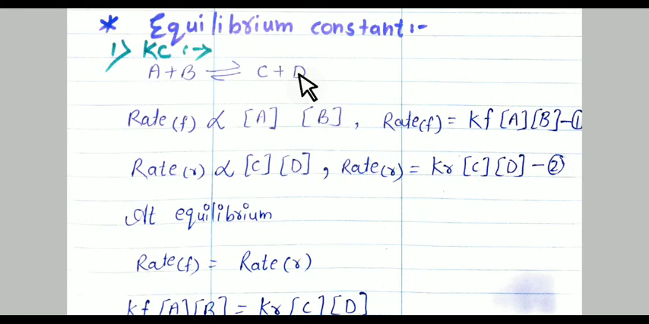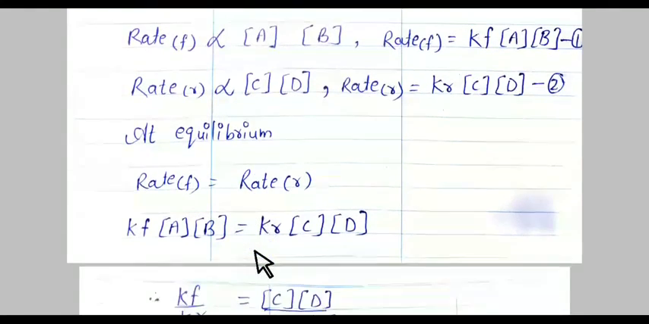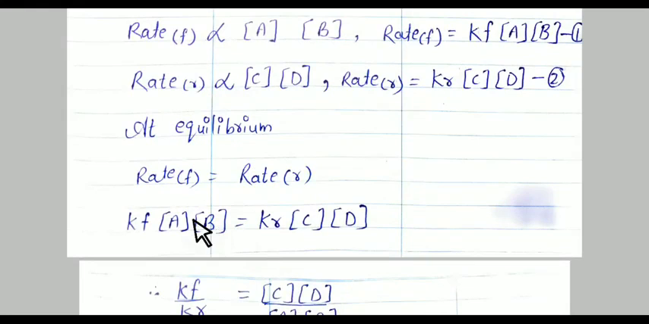At equilibrium position, both the rates of reaction are equal. So rate F is equal to rate R. What is the value of rate F? Rate F, we get the value from equation 1: Kf, concentration of A into concentration of B. Rate R from equation 2: Kr, concentration of C, concentration of D.